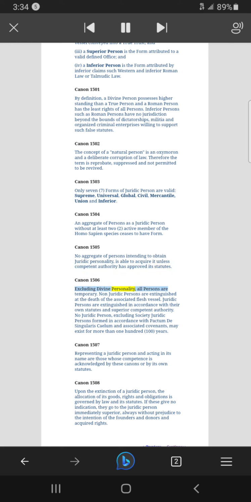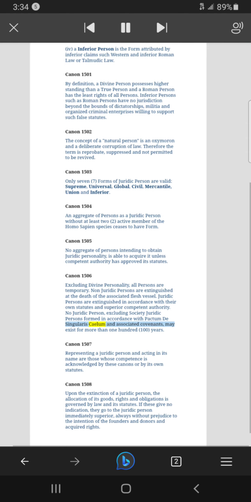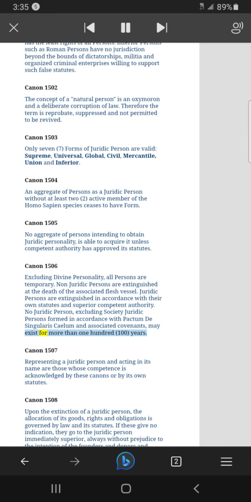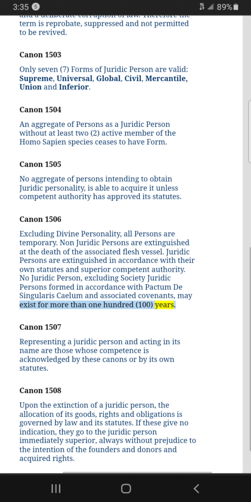Excluding divine personality, all persons are temporary. Non-juridic persons are extinguished at the death of the associated flesh vessel. Juridic persons are extinguished in accordance with their own statutes and superior competent authority. No juridic person, excluding society juridic persons formed in accordance with Pactum de Singularis Caelum and associated covenants, may exist for more than 100 years.